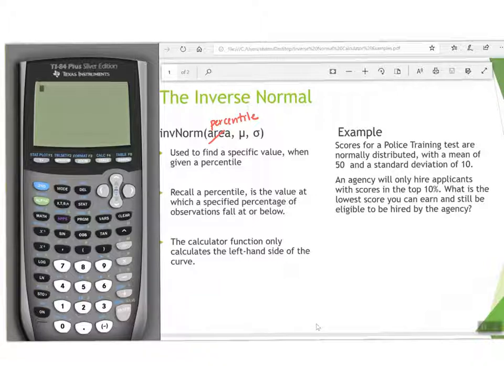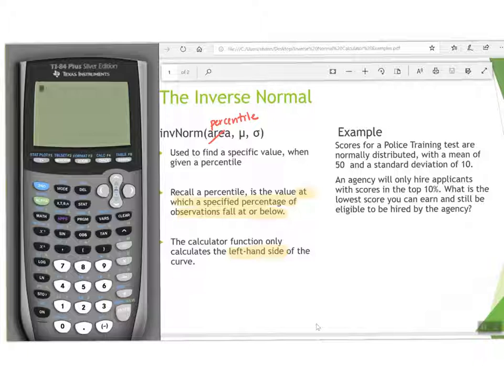The calculator calculates a percentile. Remember, a percentile means that you are at or below a specific value. So we're going to find problems that are going to tell us to calculate a certain percent. When you see a percentage in a problem, that's the percentile you're looking for. You're going to calculate using inverse norm. The problem with that is it only calculates the left-hand side of the curve. So here's what I mean by that.